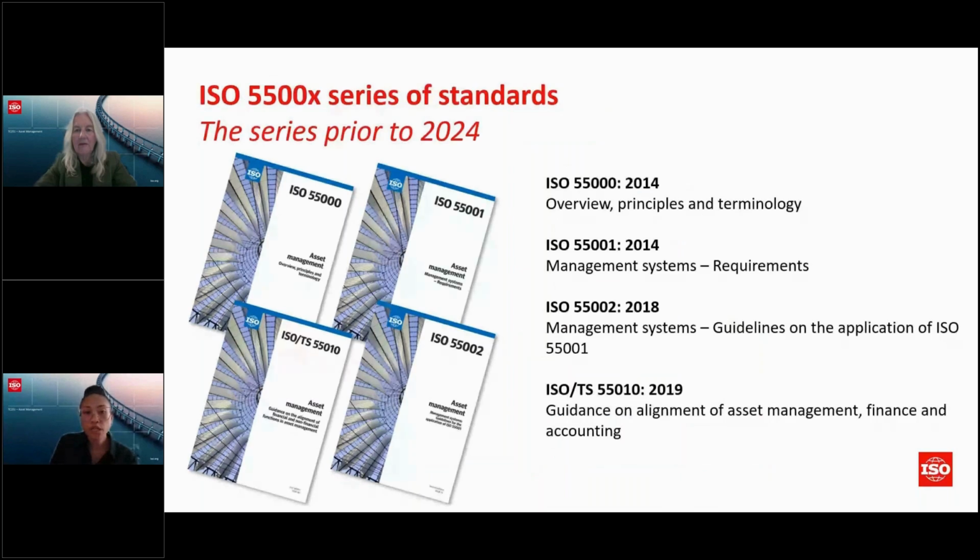With regard to the 55,000 series of standards, there were 4 main standards that were developed between 2014 and 2019, as you see here. The overview, principles, and terminology, the introduction for the 55,000 series, and then we have 55,001, which is focused on the management system requirements, and this is the standard that you would certify against. 55,002 is focused on guidelines for the application of ISO 55001, and then 55,010 is a technical specification focused on the alignment of asset management, finance, and accounting.